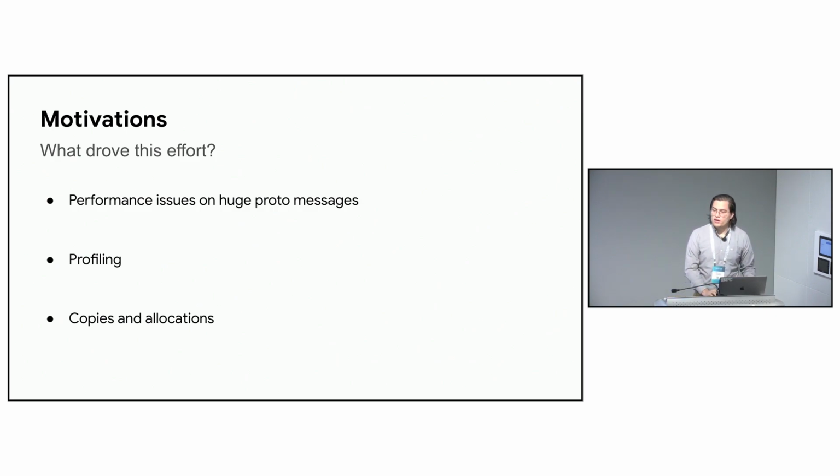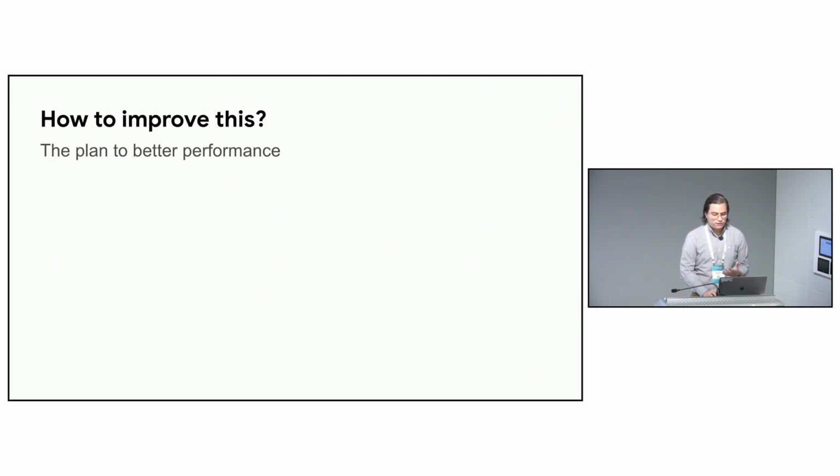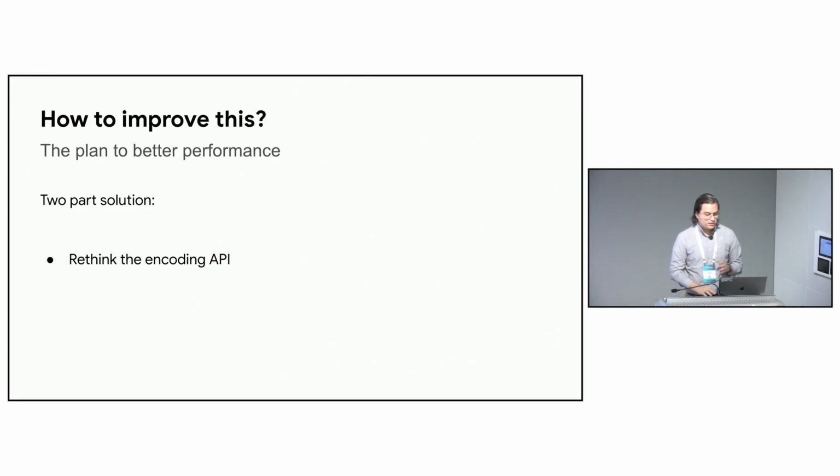Now that we investigated all of this, we came up with a plan to solve this. It is basically a two-part plan. Firstly, we would need to rethink the encoding API. And secondly, we would need to rework the transport. You might be thinking, what are these components? What are they used for? And how do we make them better? Firstly, I'm going to give the stage to Easwar so he can talk about the encoding API.